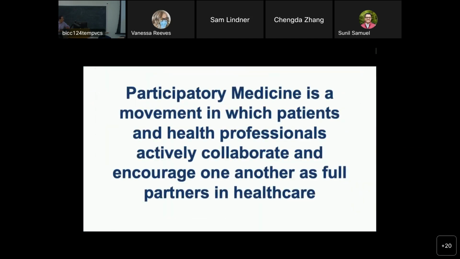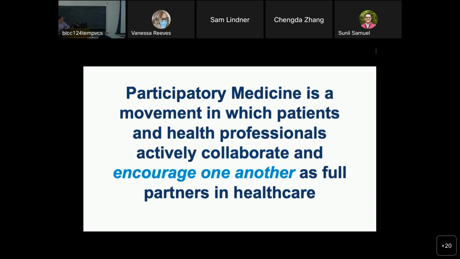Participatory medicine is a movement in which patients and healthcare professionals actively collaborate and encourage one another. So there's this mutuality to it. It's not just about patient power. It's about the patients and the healthcare professionals, and each of us pushing the other to be on our A games as full partners in healthcare.